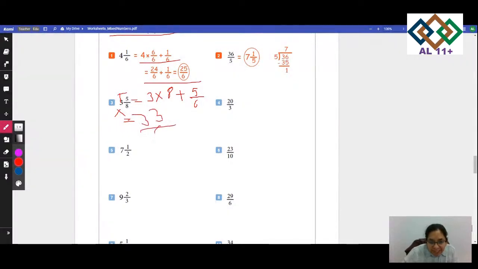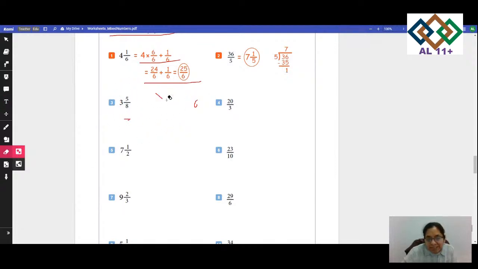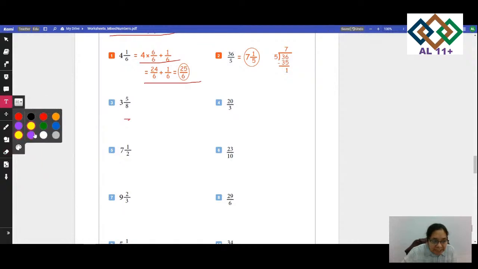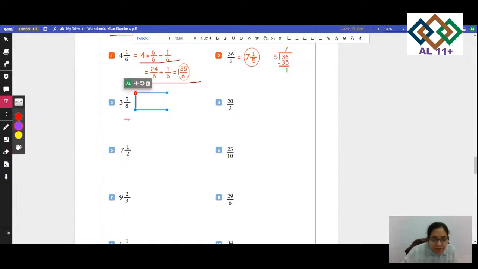This is the way they have done. You could also do their way. Let me just rub this out and do it in a proper way, what they have done, so you can understand. Let me use a text box for you guys. So they have just multiplied 3 multiplied by 8 plus 5. And remember that your denominator is 8.